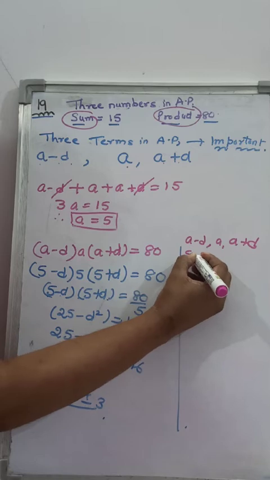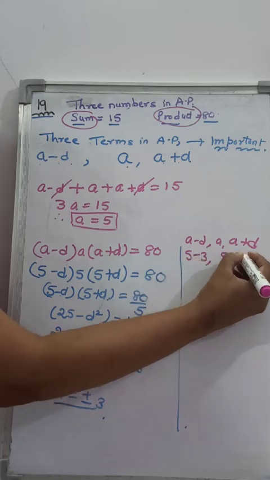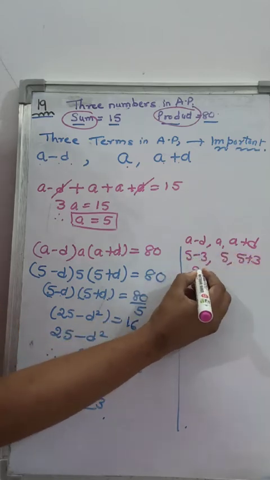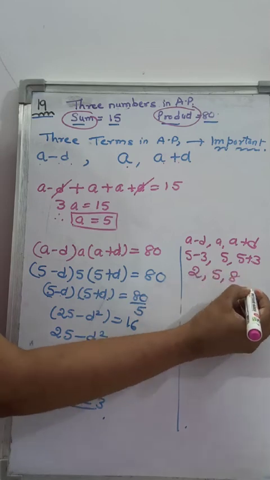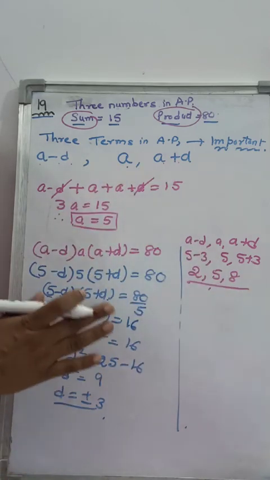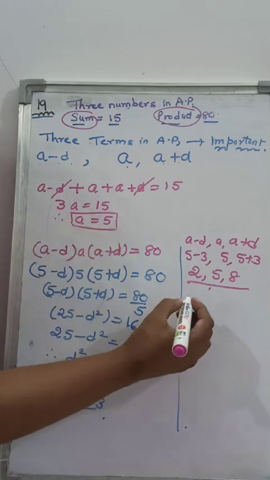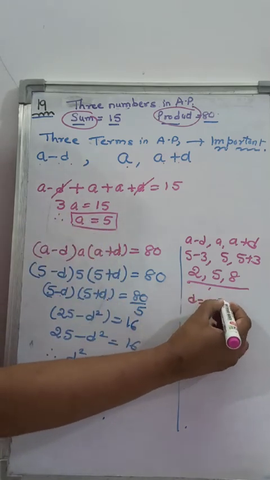So 5 minus 3, 5, 5 plus 3. That is 2, 5, 8. So this is your answer of 19. But you can take D also as minus 3.